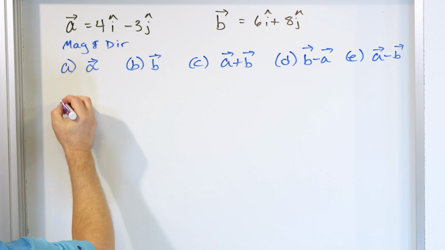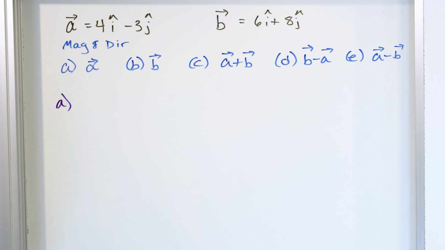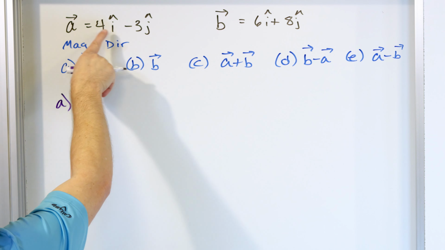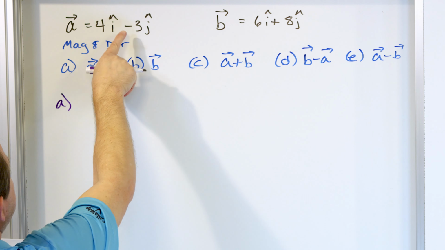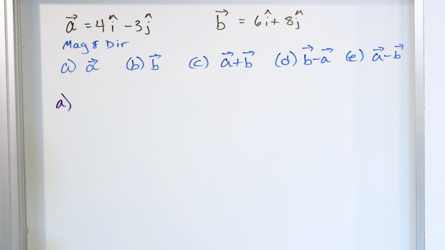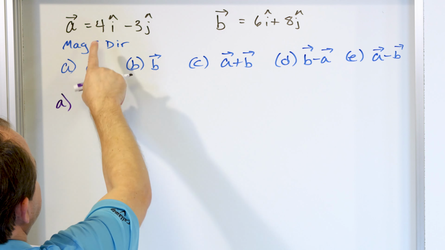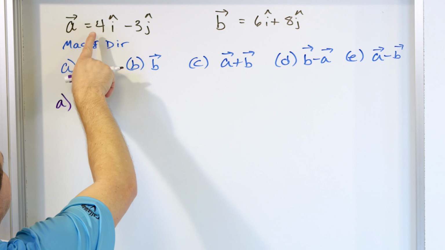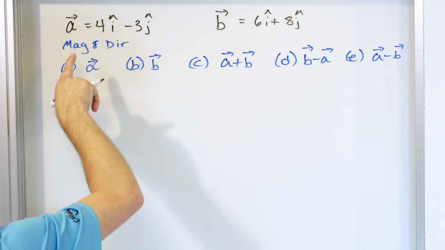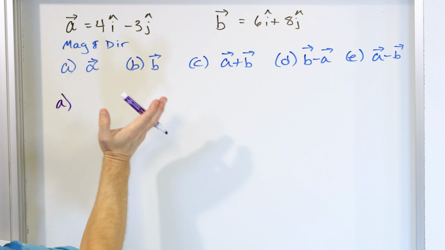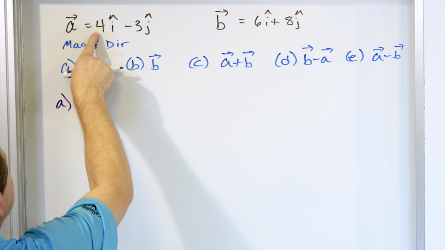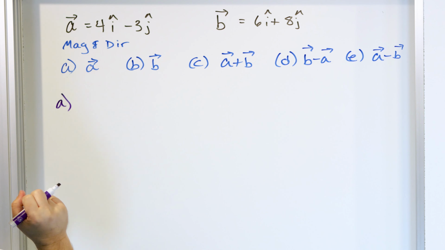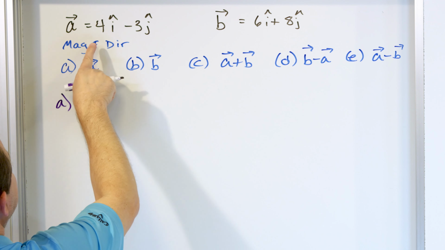We're going to start with part A, of course, right? And we could just see right here what vector A is. It's 4i minus 3j. How do we find the magnitude and direction of this vector? So first of all, this vector, 4i minus 3j, completely tells us in space where the vector is, the x component and the y component here. But we want to change this representation to a magnitude and a direction.